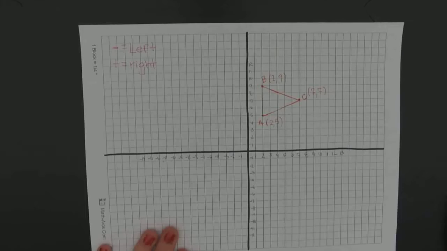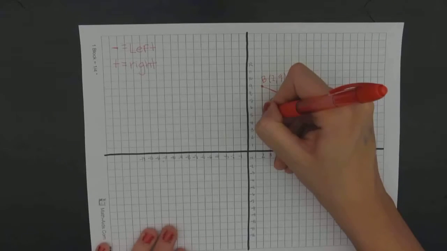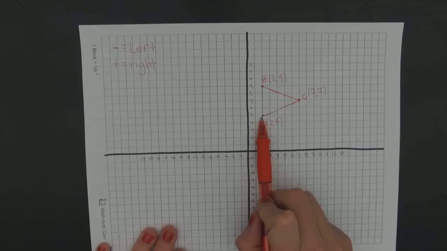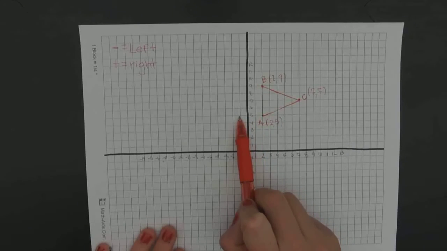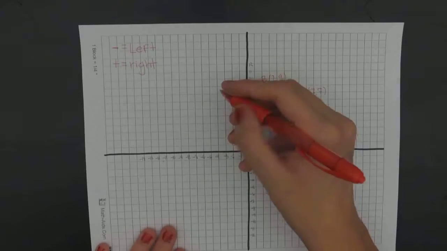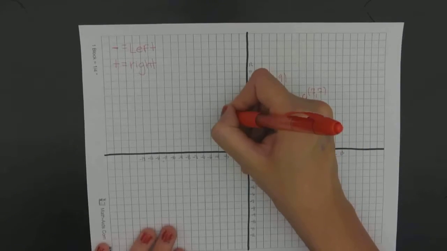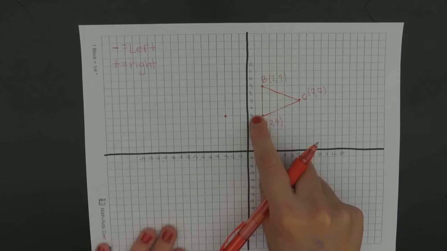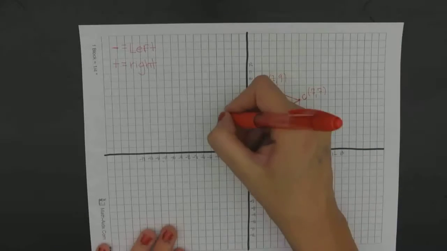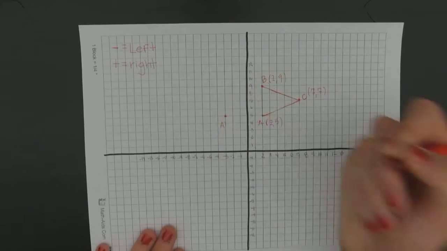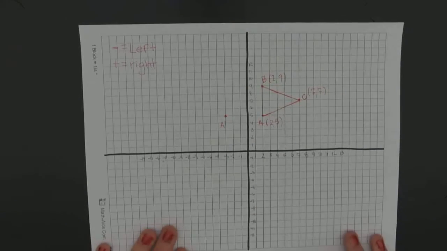Okay, left 5. So I'm going to start with point A, and I am just going to count. Point A is right here at 2, 5, and I'm going to go this way 5. 1, 2, 3, 4, 5. See this point? I moved it 1, 2, 3, 4, 5, and I ended right there. That is now point A prime. Okay, I've moved that point.